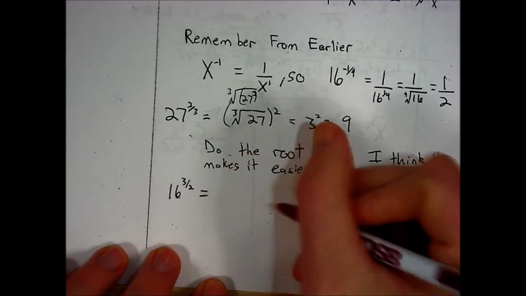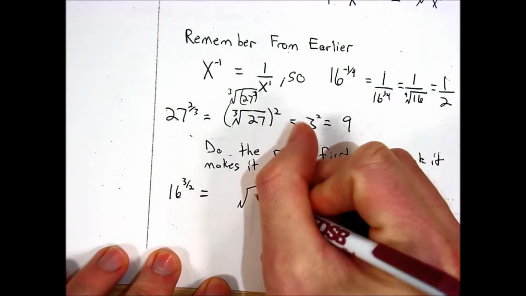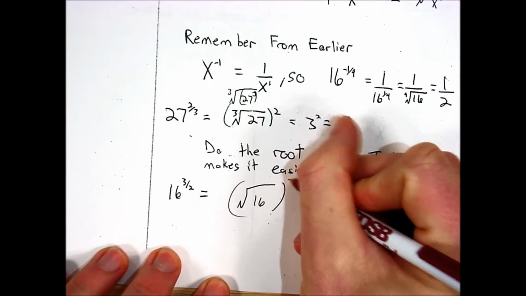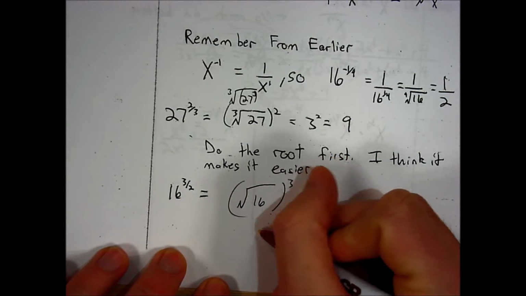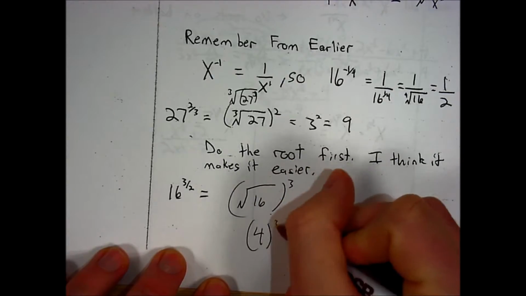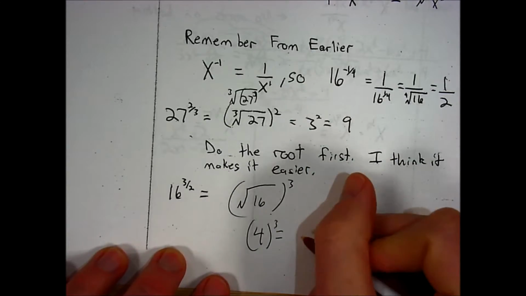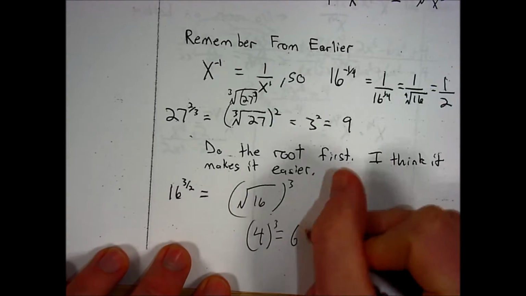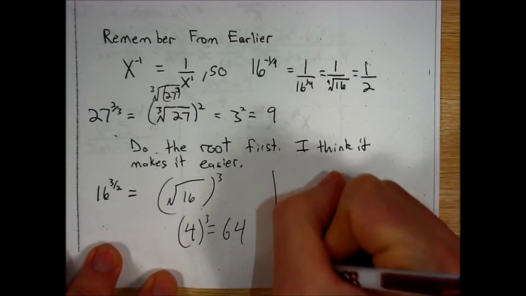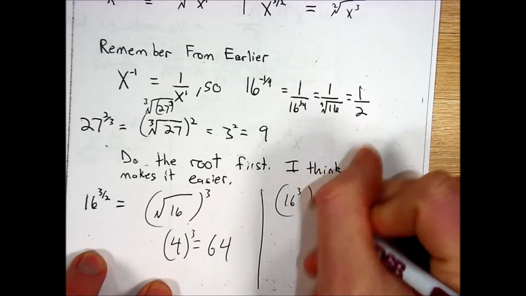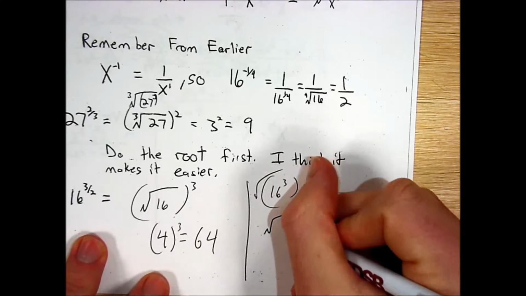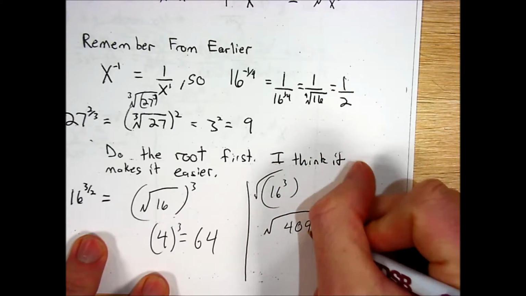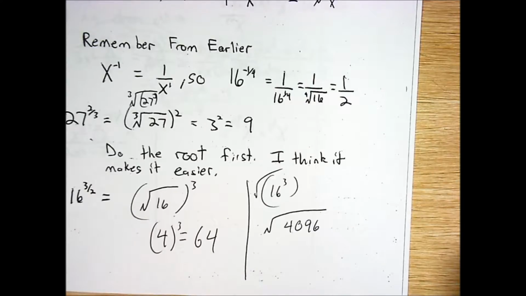Example, 16 to the 3/2. That's going to be square root of 16, and then we want to cube that. Okay? So the square root of 16 is 4, and 4 to the 3rd is 4 times 4 is 16 times 4 again is 64. If I would have gone the other way and did 16 cubed and then square root that, 16 to the 3rd is going to be 4,096. Would you know off the top of your head the square root of 4,096 is 64? Me either.